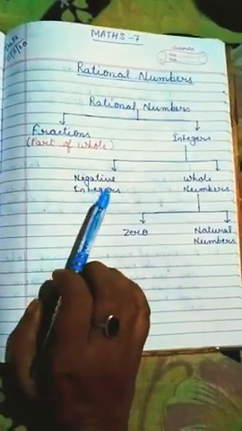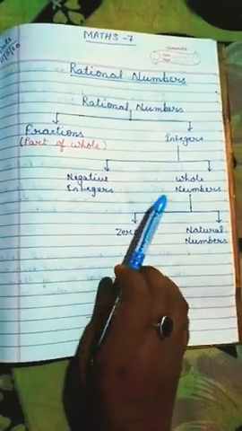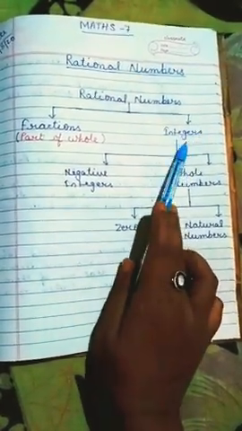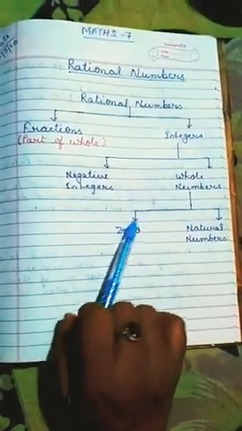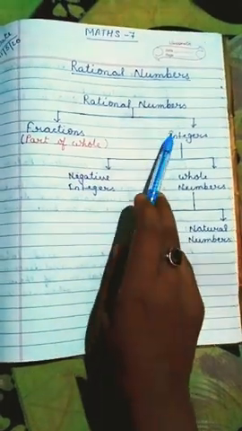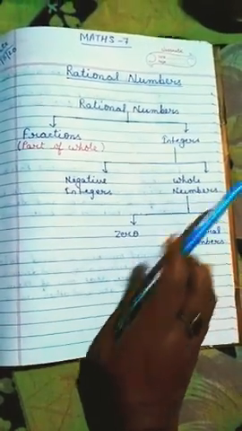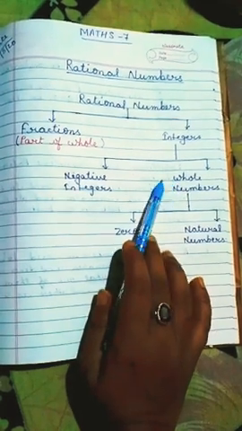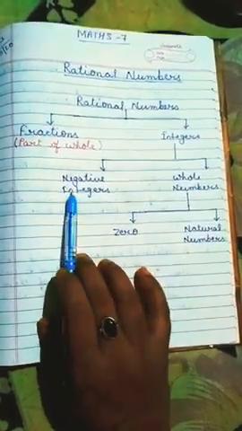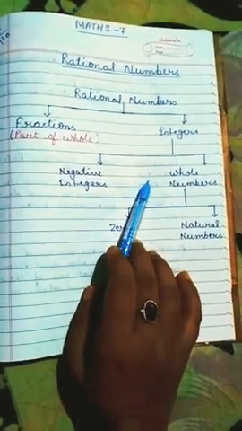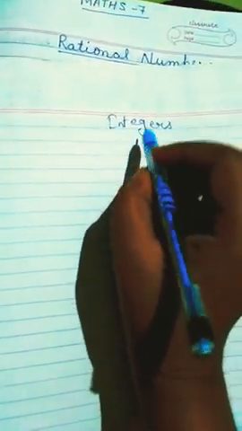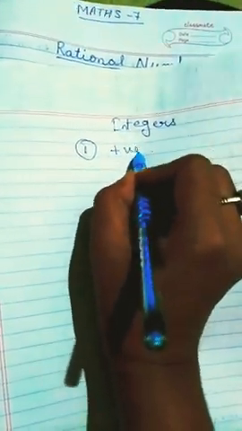Please listen carefully. I told you what integers are: all natural numbers, 0 and the negatives of counting numbers are called integers. That means integers have three parts. First is positive numbers, that means positive integers. Second one is negative integers, and third one is 0. Integers have three parts. First part is positive integers.